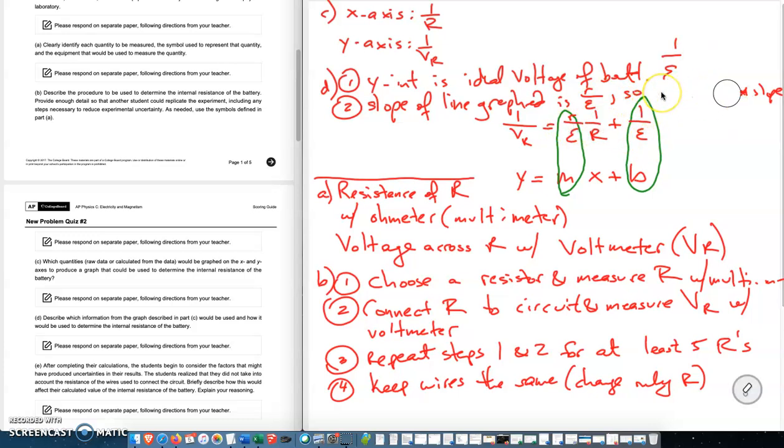So that will change this just a little bit. So R equals slope times E, which is the same thing as saying, since E is going to be 1 over here, that'll be the same thing as slope divided by y-intercept. All right, part E.